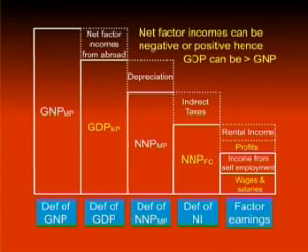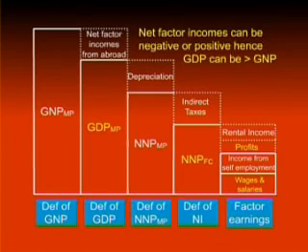Now, in the third block, if you subtract depreciation from GNP at market prices, you will get net national product at market prices. That is NNP at market prices. And that also follows from the definition that we introduced earlier. That is, NNP or NDP is equal to GNP or GDP minus depreciation.